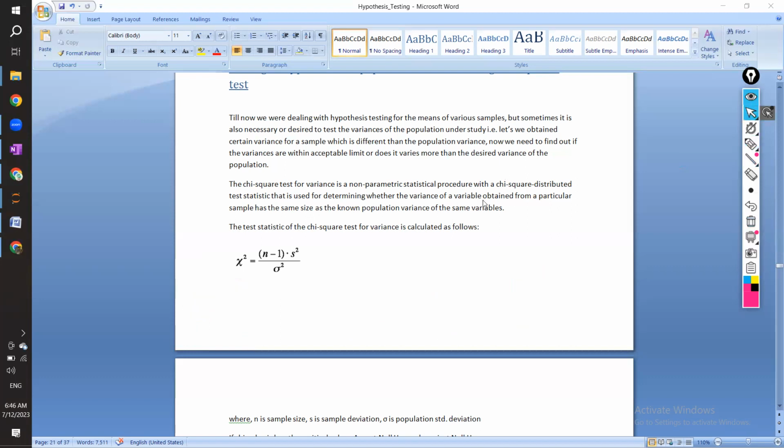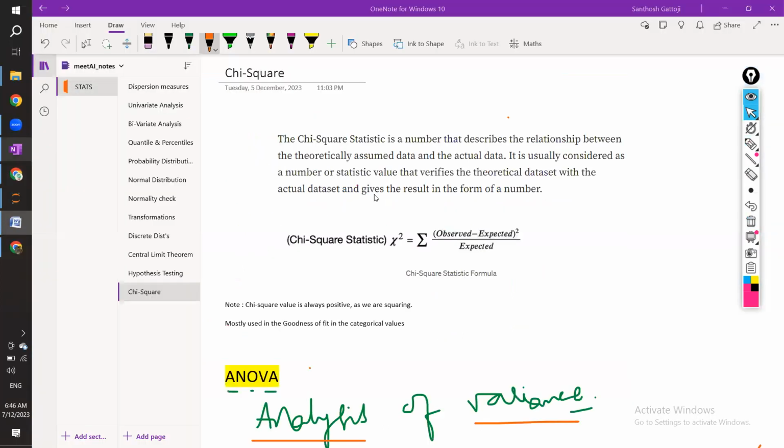I would say an example will help understand the chi-square test better than the definition. First of all, why is it called chi-square? This Greek letter is called chi, and when you square it, it's called chi-square.